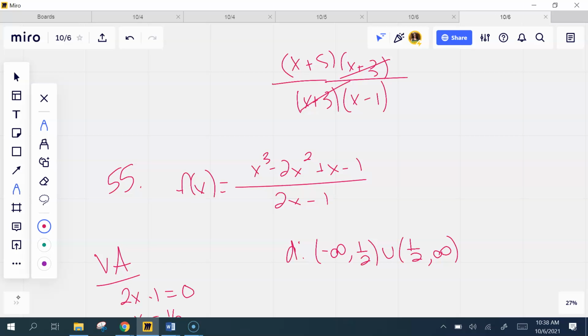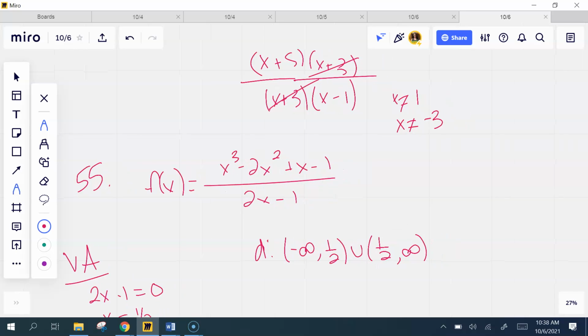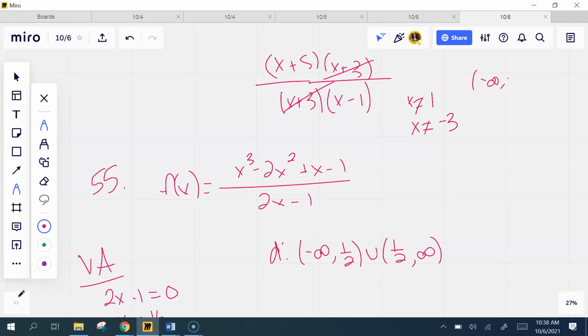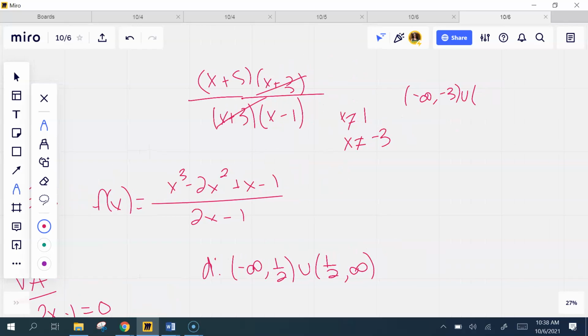Both of them, so x can't be 1 and x can't be -3. Both of them would be left out of the domain, but only one of them is an asymptote. Does that make sense?